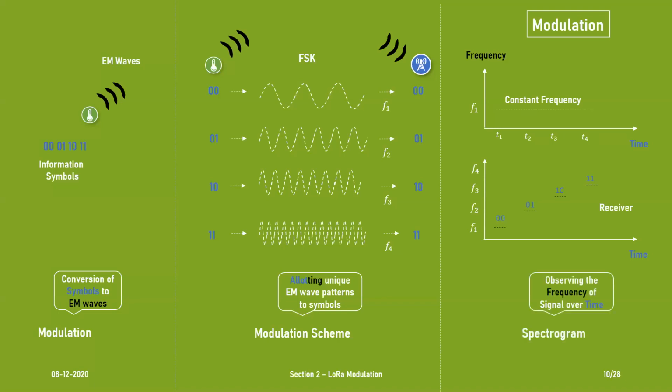Now, the third thing that we understood was the spectrogram. A frequency versus time representation of your signal is known as the spectrogram analysis of your signals. So we understood three things, right? We understood what modulation means. It's just the conversion of symbols into electromagnetic waves. And that has to happen because electromagnetic waves are good friends with the medium. You cannot throw symbols into the medium. You have to first convert them into electromagnetic waves. And that is done by the modulation process.